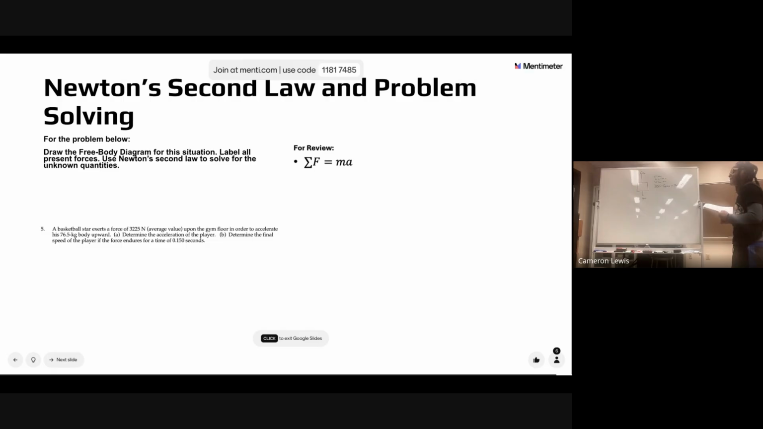But think about it, right? For him to get off the ground, he'd have to be moving faster than 9.8. In what direction? Upwards. He'd have to be accelerating more than 9.8 meters per second squared upwards. So do we even know what that is? Right now it should still just be a net force graph.